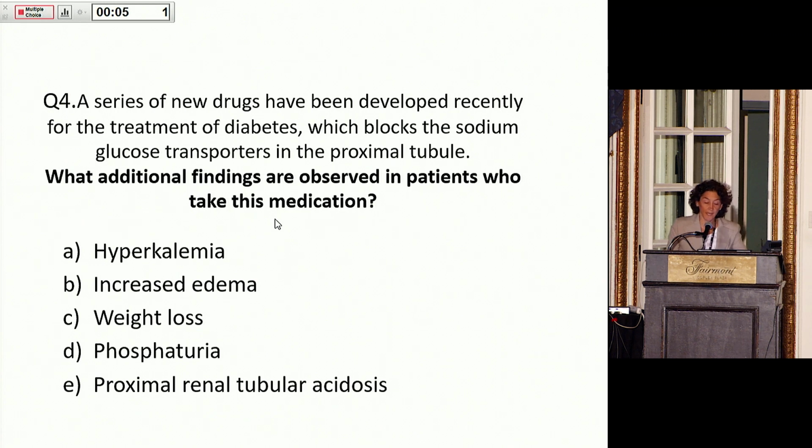A, hyperkalemia. B, increased edema. C, weight loss. D, phosphaturia. And E, proximal tubular acidosis.